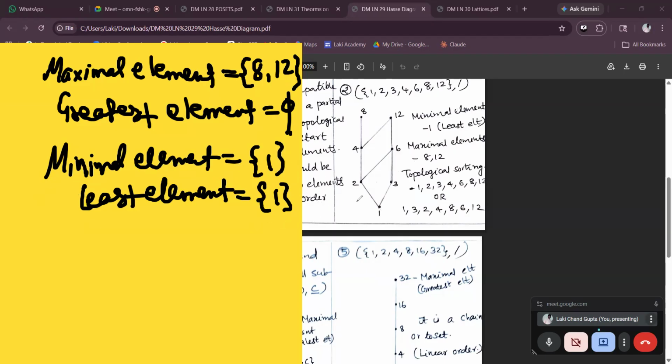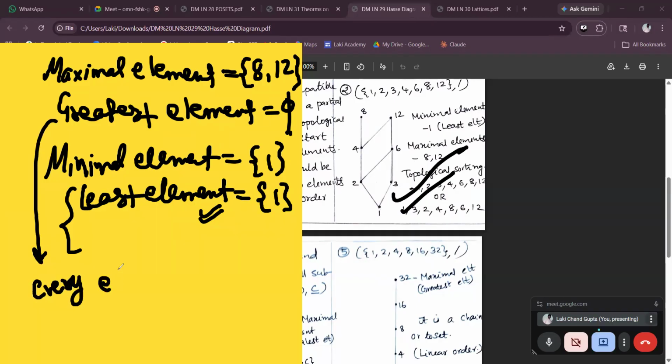Least means what? One divides everything. Right? Least element means what? One divides everything. Greatest means what? Every number is divisible by 8. This is not true. Why? Because 6 does not divide it. Understood? Yes. Greatest element means what?